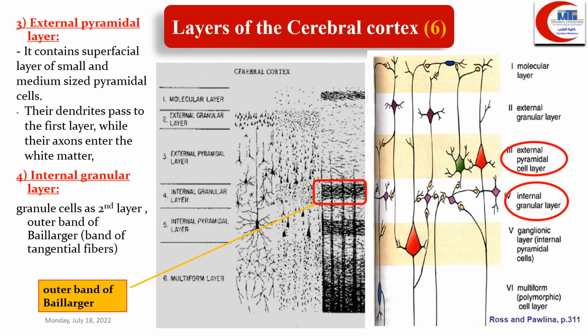As regards the fourth layer, which is called internal granular layer, it contains granule cells as the second layer. Outer band of Baillarger, which is a band of tangential fibers. Here I can see this structure on the diagram, present on the left side, labeled outer band of Baillarger, which is made by the internal granular layer.